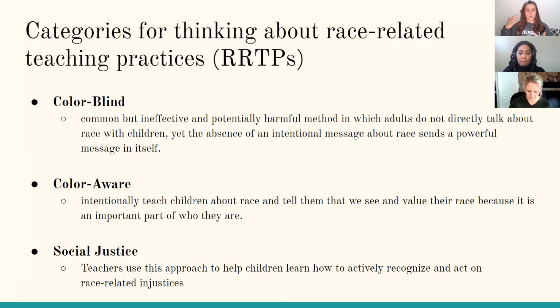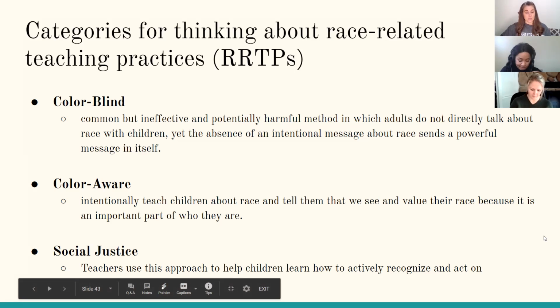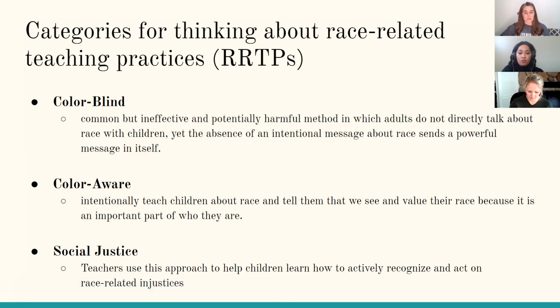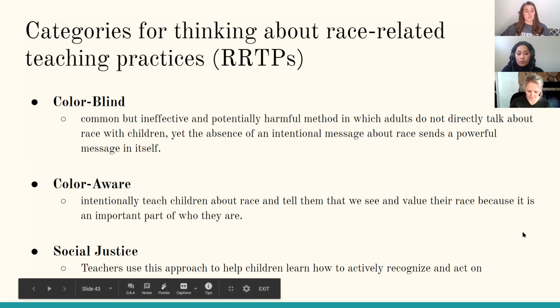So to be color aware is to intentionally teach children about race and to tell them that we see and we value their race because it's an important part of who they are. Adults in color aware classrooms bring up race in direct and positive ways, take advantage of teachable moments, and respond to children's race-related questions and interactions with books and activities to advance that conversation.